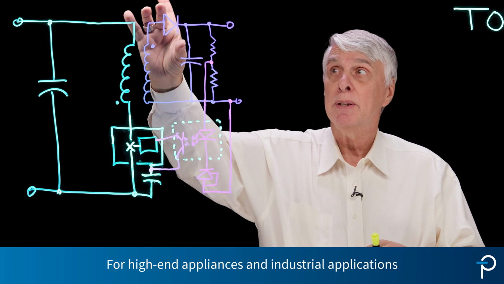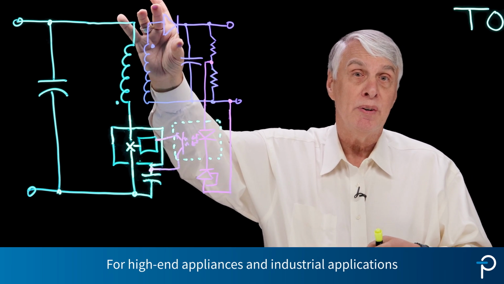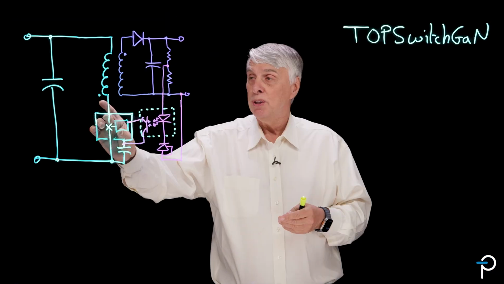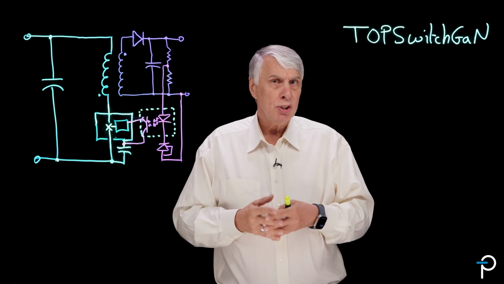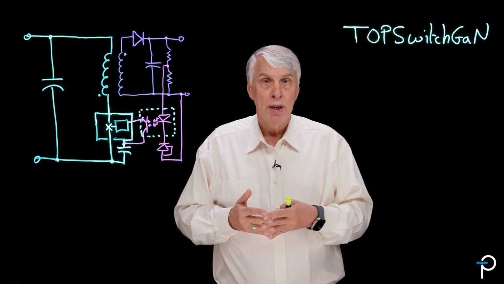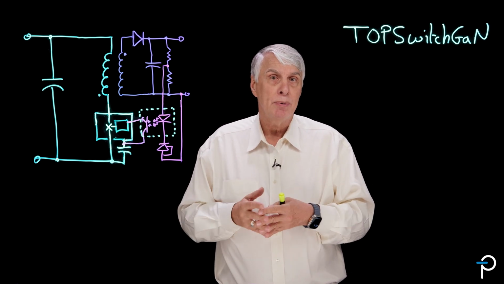Many applications for TOPSwitch will require 12 volt or 24 volt outputs. And for those kinds of applications, the use of a diode provides good efficiency without burdening the circuit with additional cost. The GaN primary switch allows us to process more power than we're able to do with conventional MOSFETs. And this allows us to raise the power output of the device.